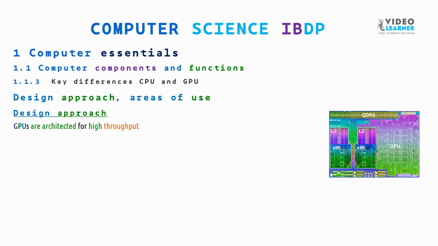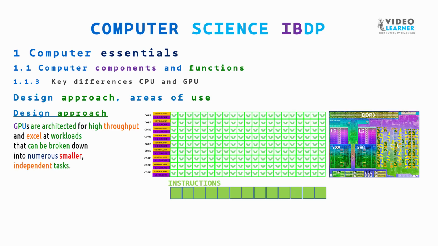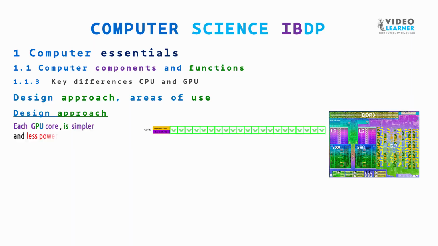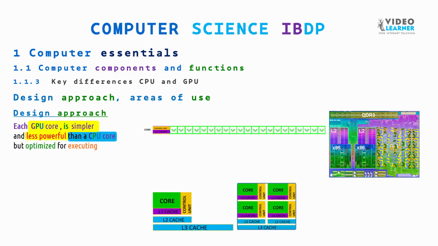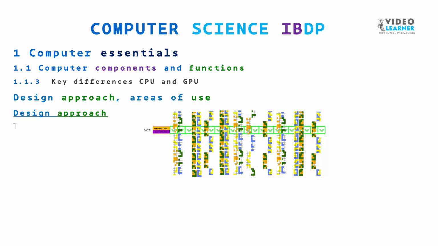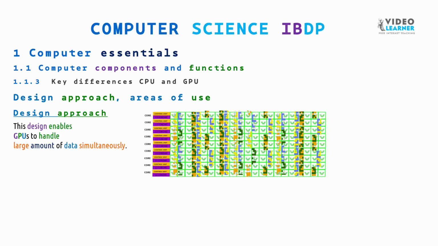Now, GPUs are architected for high throughput and excel at workloads that can be broken down into numerous smaller, independent tasks. Each GPU core is simpler and less powerful than a CPU core, but is optimized for executing straightforward operations, in other words, simpler tasks, but in parallel. This design enables GPUs to handle large amounts of data simultaneously.